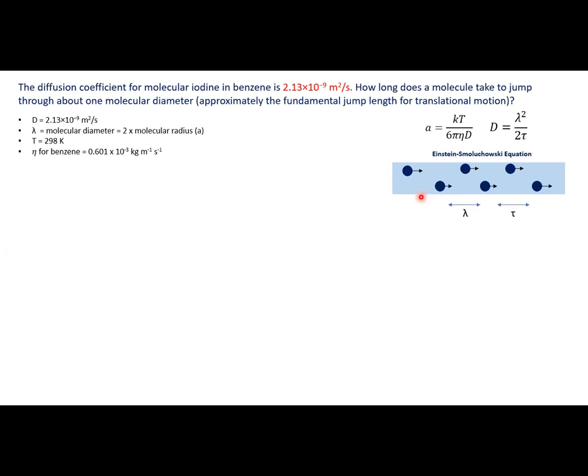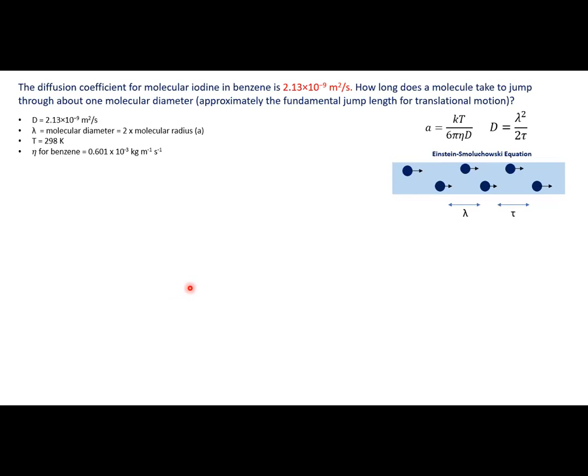So we can rewrite the molecular diameter in terms of its effective radius, 2 times its molecular radius a. We know the temperature, and the viscosity of benzene is given here. So we know one equation that relates the effective radius to viscosity and diffusion coefficient, right? And we also know that the diffusion coefficient is related to lambda square by tau, the jump length versus the time. This equation is called the Einstein-Smoluchowski equation. So basically, we need to find the tau value.